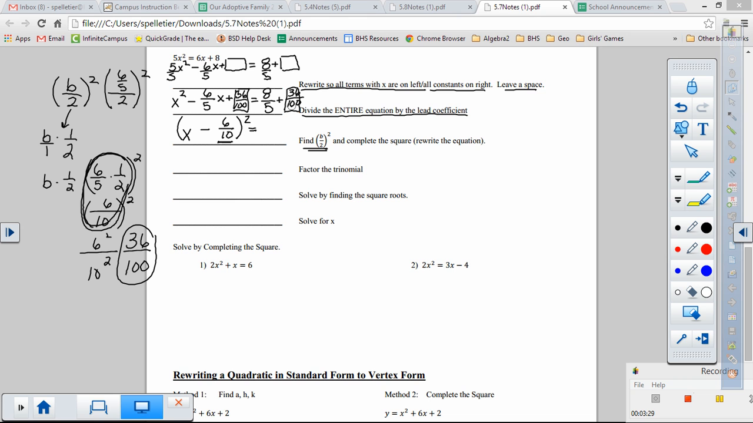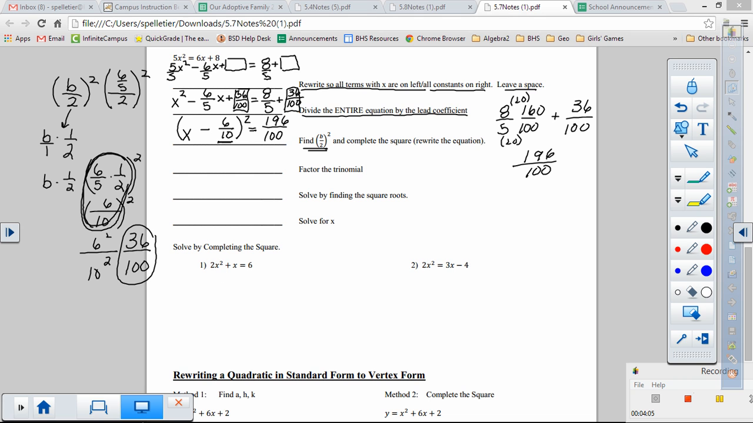Equals, and then what we have to do here is add 8/5 plus 36/100. So I'm going to come over here and simplify that for you. 8/5 plus 36/100. You cannot add them unless they have common denominators. So I have to change my 5 into a 100, and I do that by multiplying by 20. If you multiply the numerator by 20 as well, you get 160/100 plus 36/100, which gives us a total of 196/100. And that's what we put here.